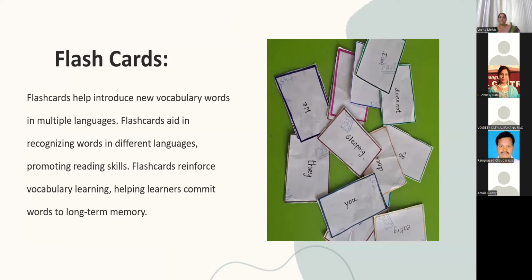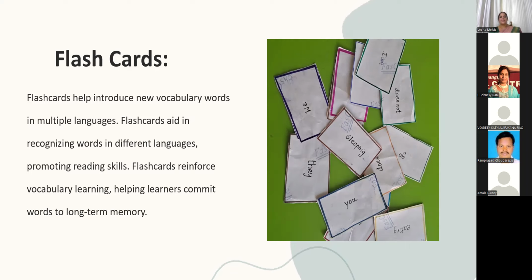So many vocabulary games and vocabulary building activities are done in the classroom. So all the students enjoyed a lot. So like this, I used flashcards also in the classroom. So they are the multilingual flashcards. So the flashcards are in both the languages. So flashcards help introduce new vocabulary words in multiple languages.